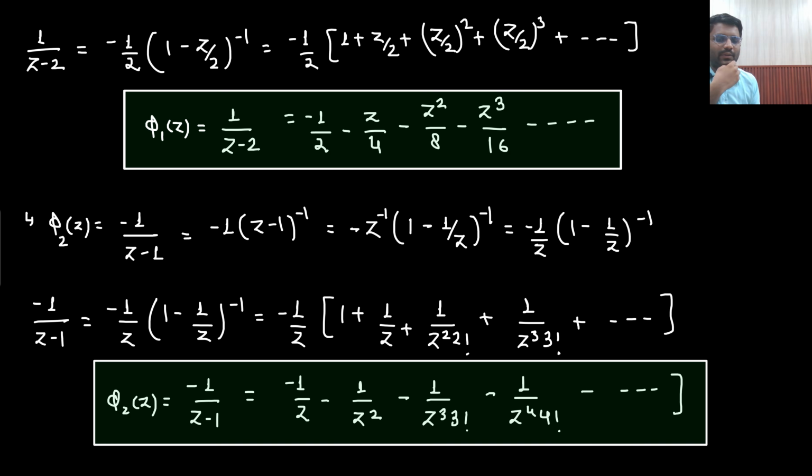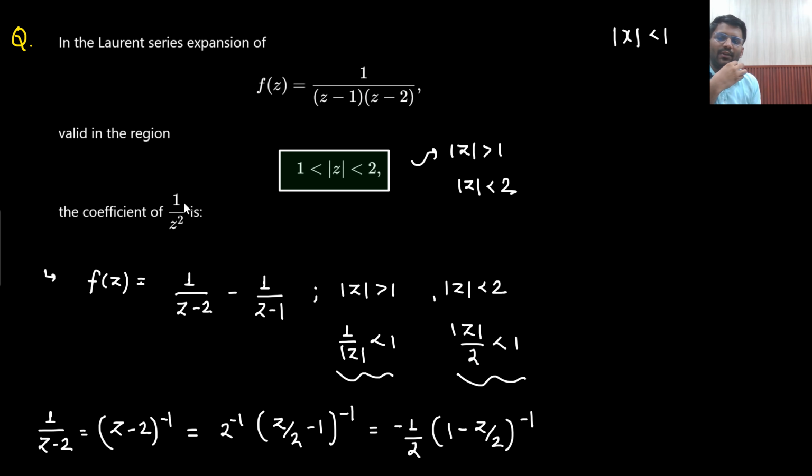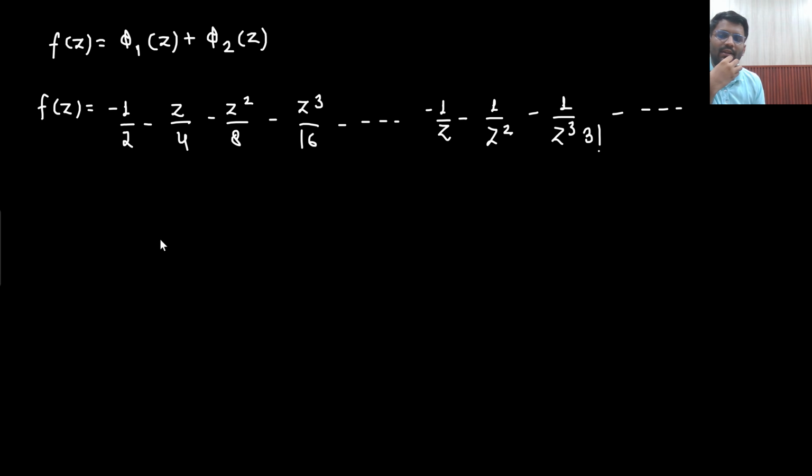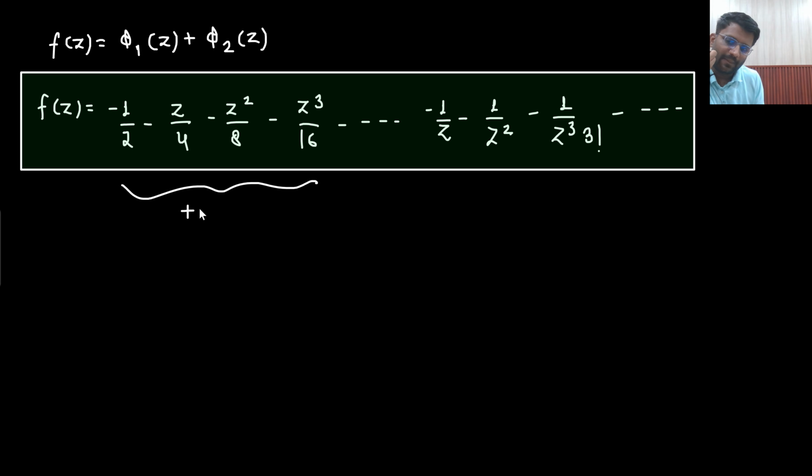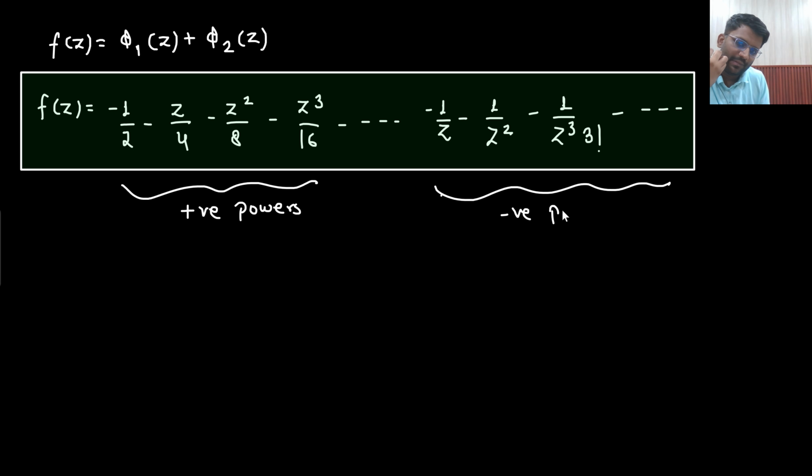What you are supposed to find out? You are supposed to find out the coefficient of 1 by z square. This is the whole expansion of f of z. What you can see, sir, here there are positive powers as well, and then sir we can see the negative powers as well. So both positive and negative powers are there. What does that mean? It is a Laurent series.